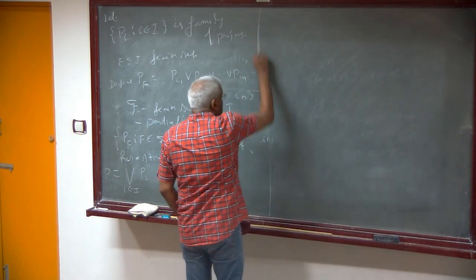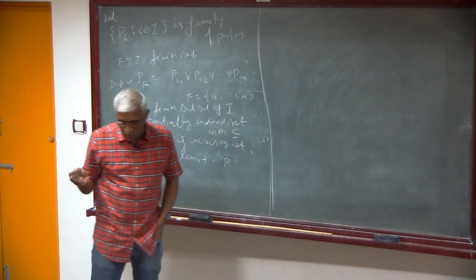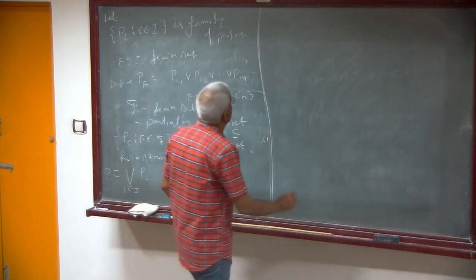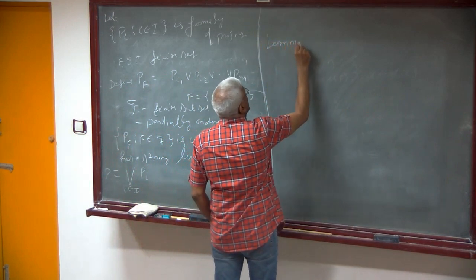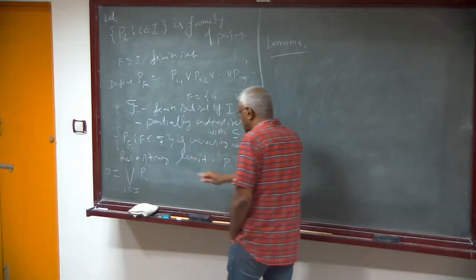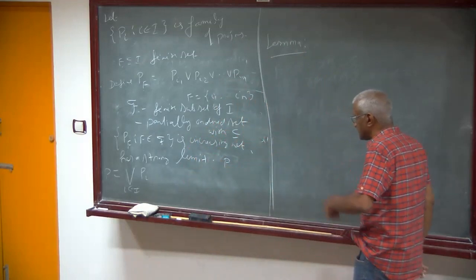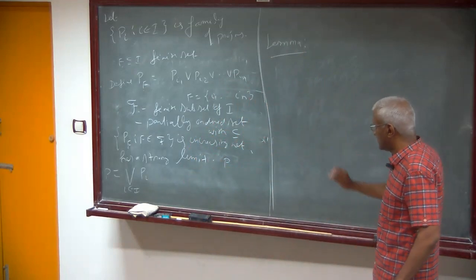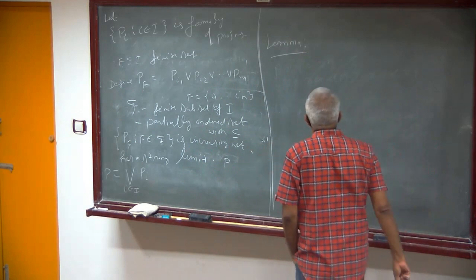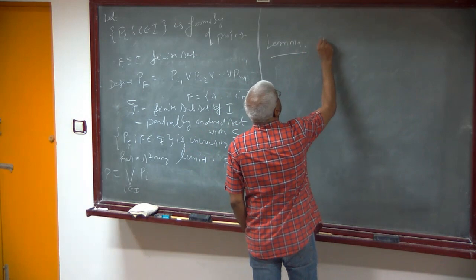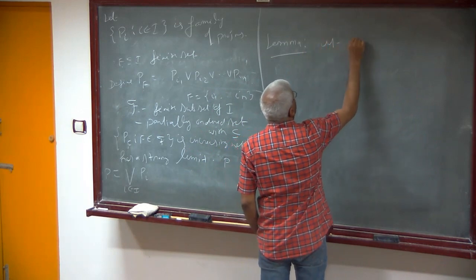Okay, so I want to prove two more lemmas before defining what is type I. So this is the lemma. Of course, this is a strong limit. So if the P_i are in the von Neumann algebra, then this P, the projection generated by all these P_i, is also in the von Neumann algebra.